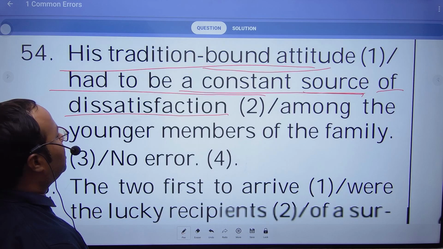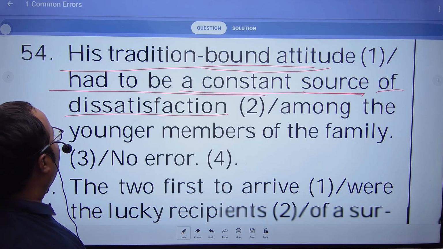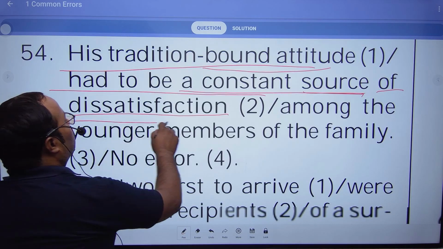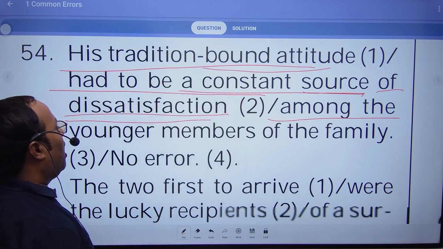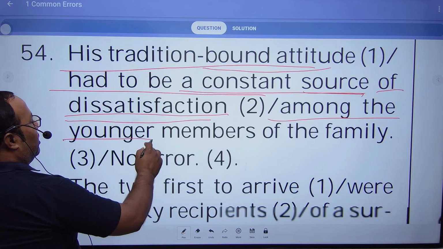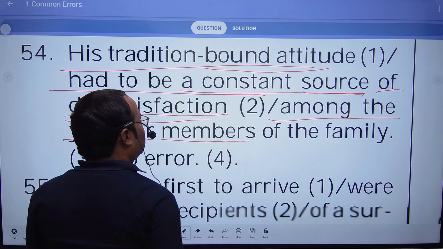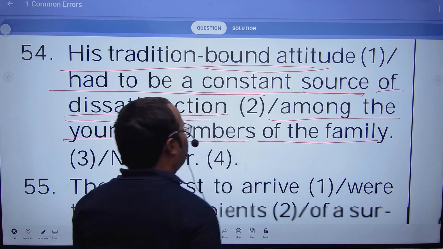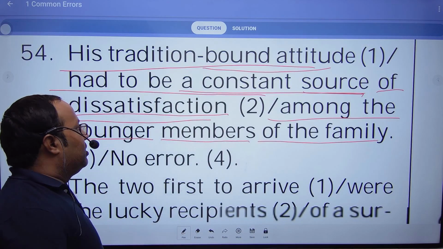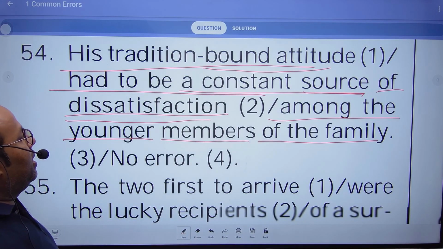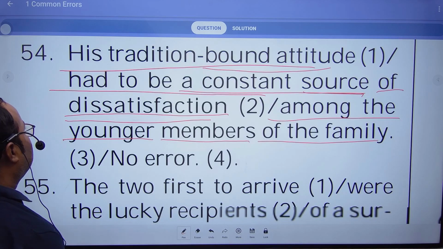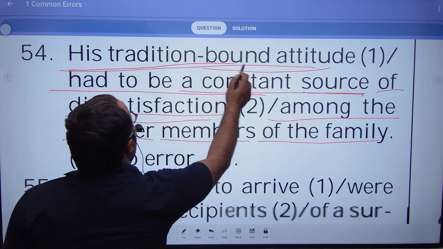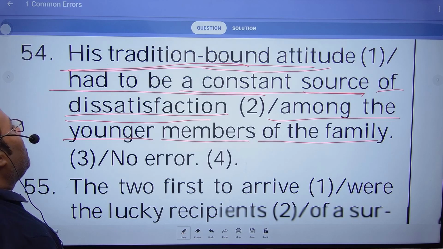What is the meaning of dissatisfaction? असंतुष्टि. असंतुष्टि का स्रोत रहा है among the younger members, उनके बीच में. The younger नवयुवक, members मतलब सदस्य of the family. परिवार के नवयुवक सदस्य हैं, उनके मध्य यह रहा है कांस्टेंट, लगातार, source of dissatisfaction असंतुष्टि का कारण. क्या? His tradition-bound attitude, उसका परंपरावादी दृष्टिकोण.